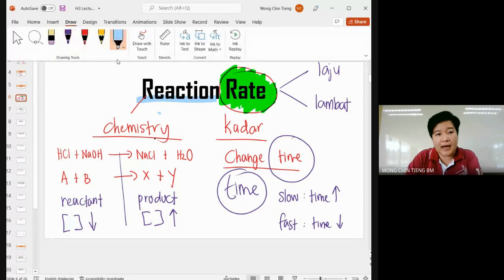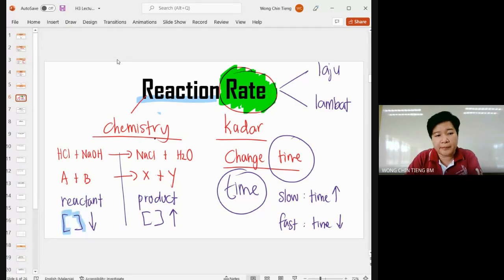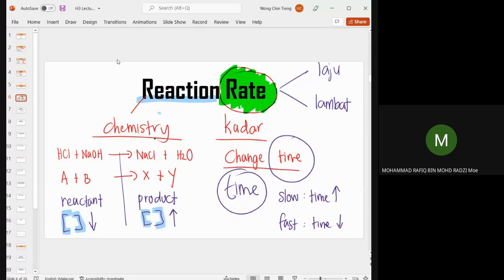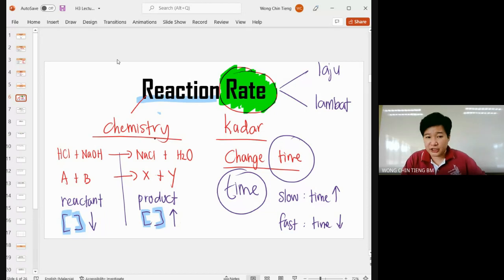And look at the way that I draw. I'm drawing a square bracket. Anybody can tell me what the square bracket stands for? Concentration. Bila kita kata reactant berkurang, kita kata produk bertambah. Macam mana kita nak tahu dia berkurang? Kita ada banyak cara untuk mengukur, sama ada dari segi tekanan, dari segi berat, dari segi bilangan mole, dari segi what else? Volume.